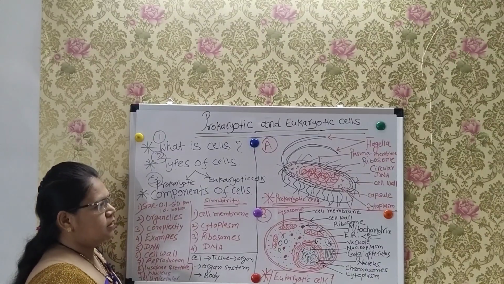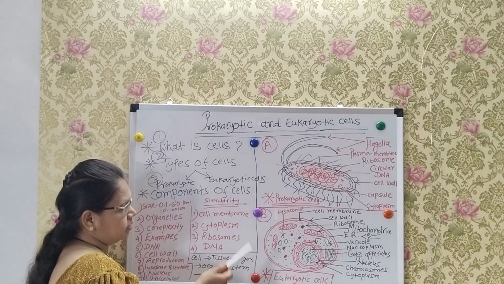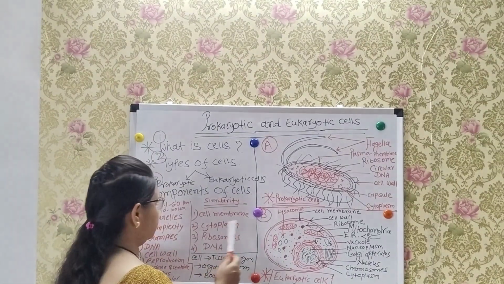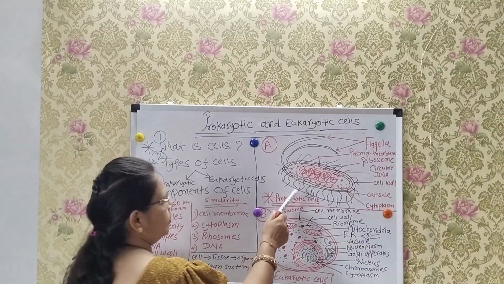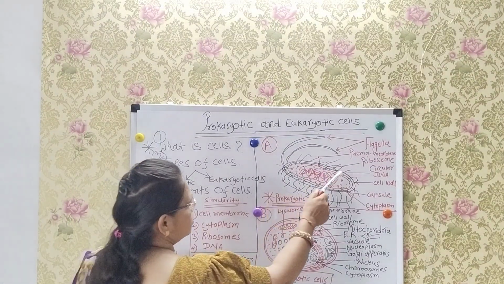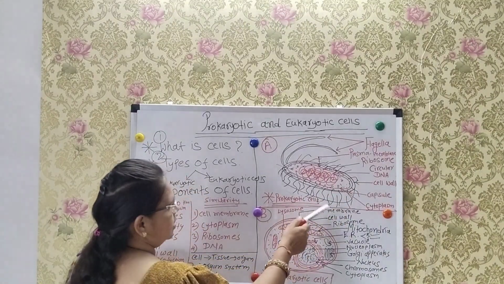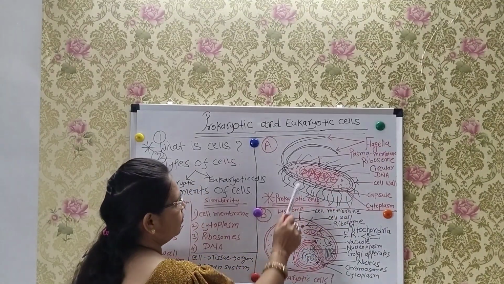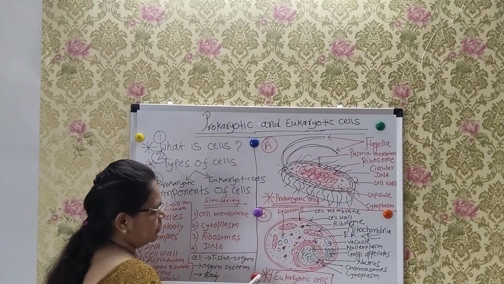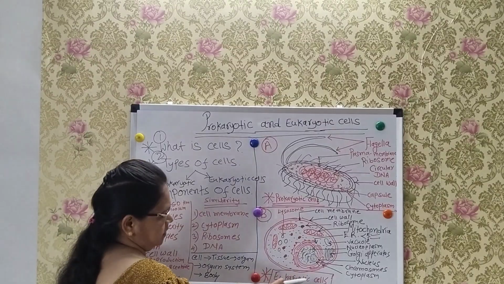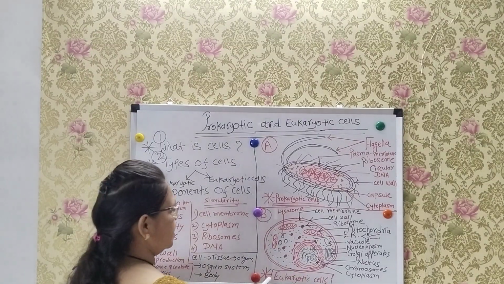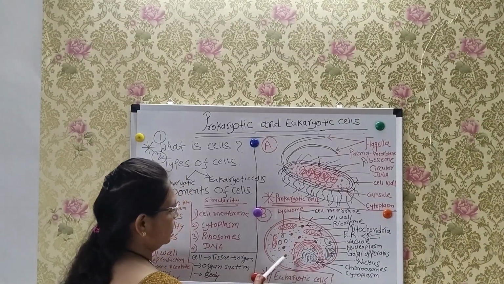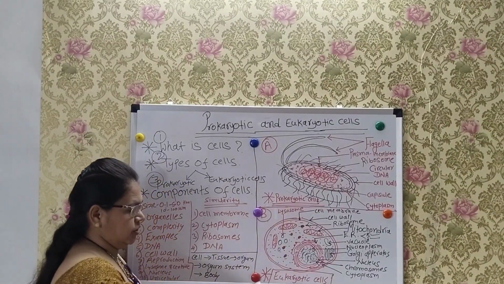Cell wall is present in both prokaryotic cells and eukaryotic cells. In prokaryotic cells, the cell wall supports the body of the cell, and in eukaryotic cells, only plant cells have a cell wall in a well developed condition.